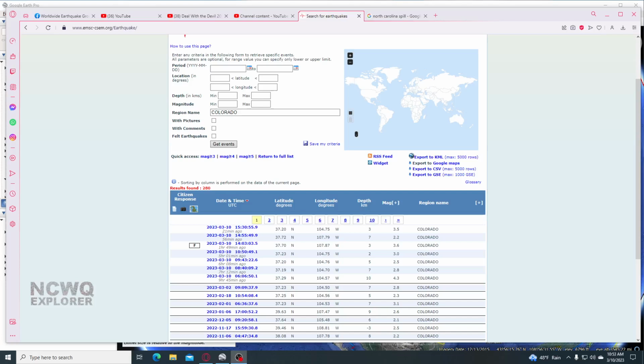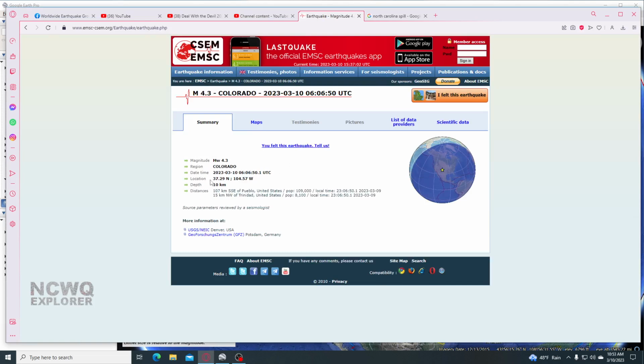Guys, NCWQ here, and I have y'all looking at EMSC, and there have been 1, 2, 3, 4, 5, 6, 7 earthquakes in Colorado today, with the biggest one being a 4.3. We're going to try to look at these areas where these earthquakes are occurring.